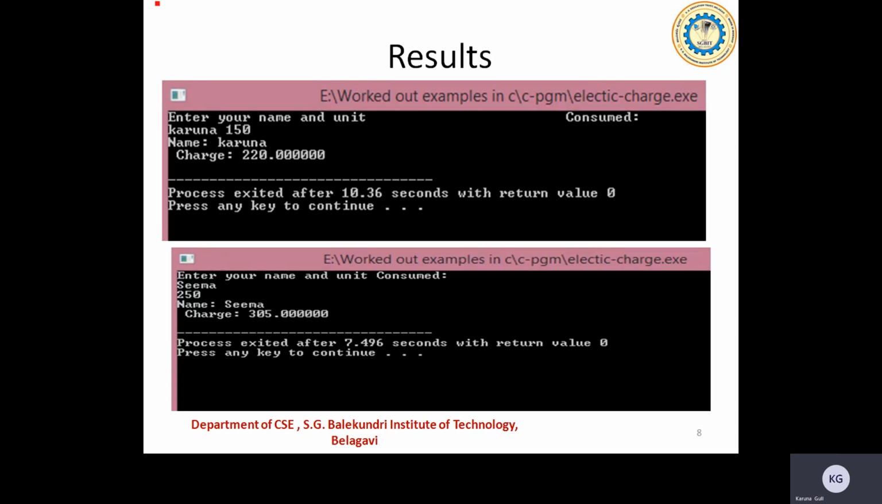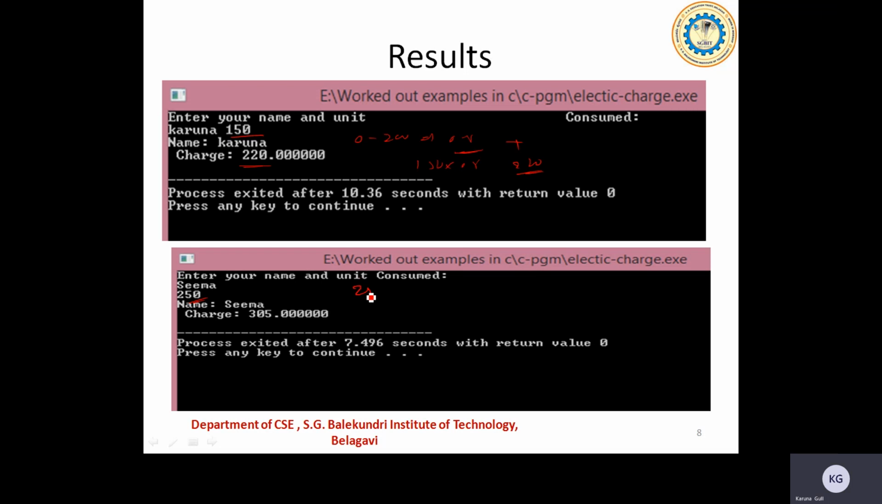The first sample example is where we have taken the name of the person followed by the units consumed, which is 150. It is in the range of 0 to 200, so we need to pay only 80 paisa per unit. If you multiply 0.8 into 150 units, that is 120 rupees, plus 100 rupees. So I need to pay 220, right?